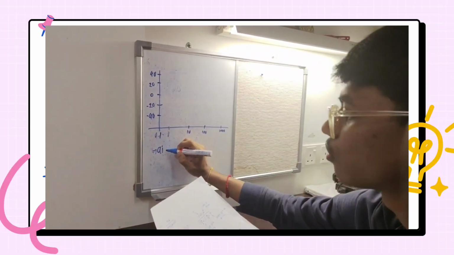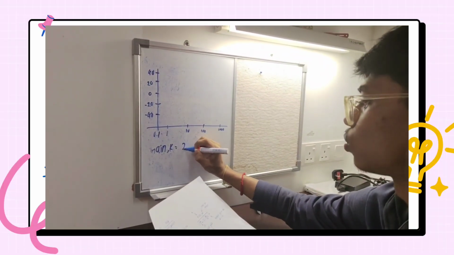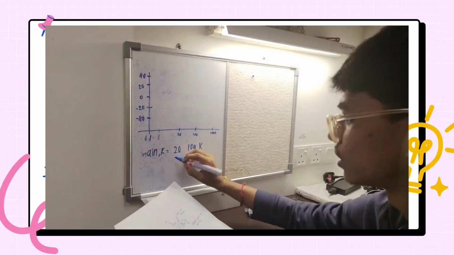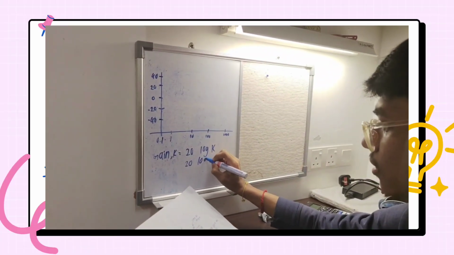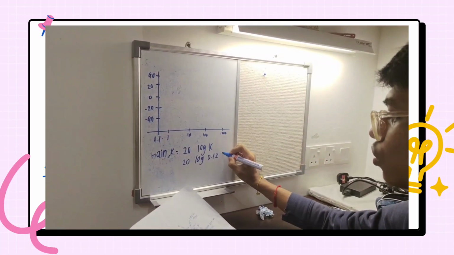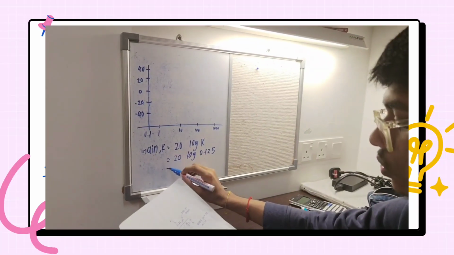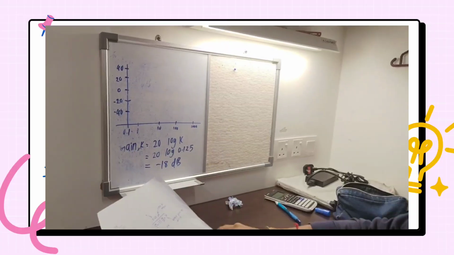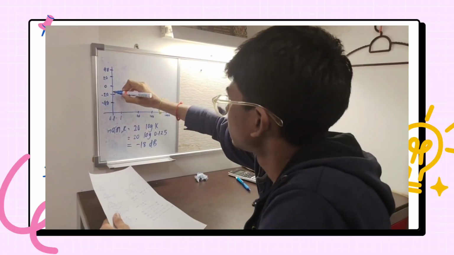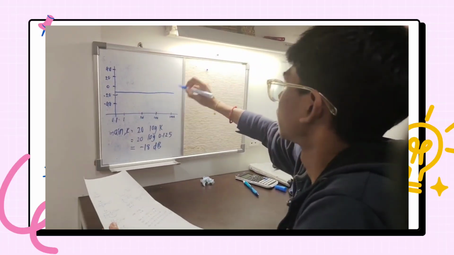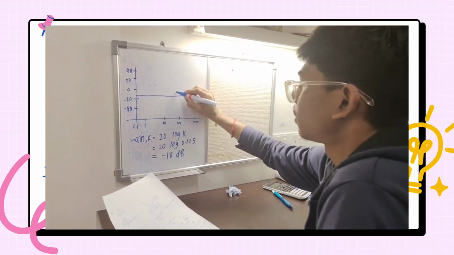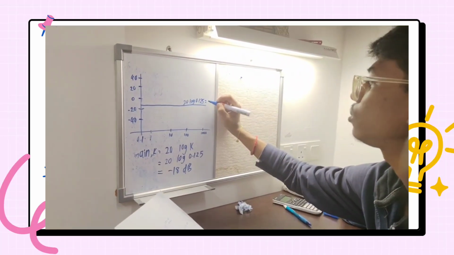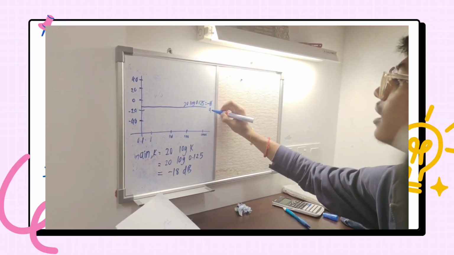The gain formula is 20 log k. We already got the k, so we substitute it as 0.125, which gives us negative 80 dB. So we sketch it at negative 80. Then we label it 20 log 0.125 equals negative 80 dB.